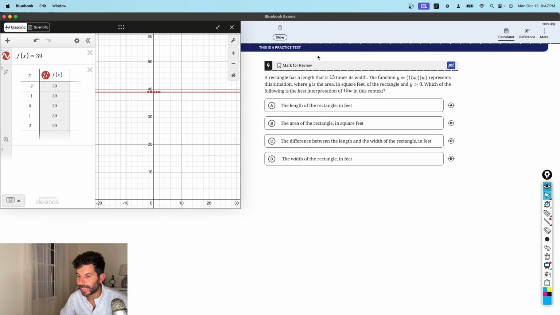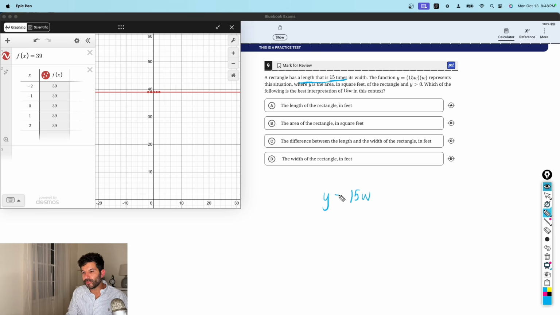Question 9. A rectangle has a length that is 15 times its width. The function y equals 15w times w represents a situation where y is the area in square feet of the rectangle and y is greater than 0, meaning the area has to be positive. Which of the following is the best interpretation of 15w in this context? So the length is 15 times the width, all right? I think what we have to understand is this sentence right here: a rectangle has a length that is 15 times the width. My width is w. So if my width is w, my length is going to be 15 times that, so that's going to be 15w.